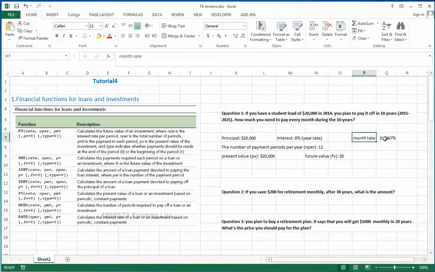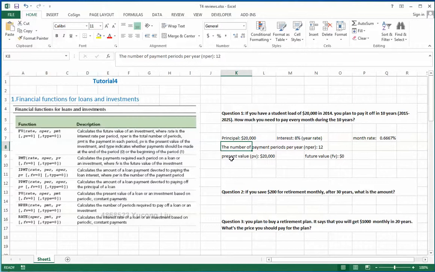For the month rate, look at here. We just use the year rate, the 8%. We assume the year rate is 8%. So we use the year rate divided by 12, then we get the month rate. That's important because you want to make monthly payments, so we need to use the month rate. And also how many times you need to pay. In this example, you want to pay monthly, so it's 12.